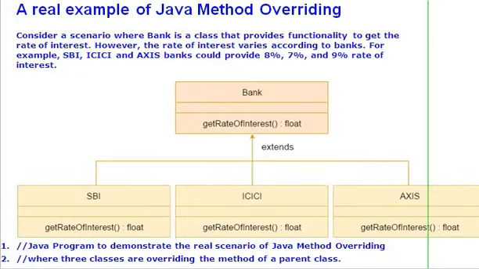Let's see a simple real-time example. Consider a bank and its rate of interest. Different banks provide different rates of interest. Look at the Bank class: getRateOfInterest is your method. SBI extends Bank, ICICI extends Bank, and Axis extends Bank. So you have one parent class Bank with three child, or derived, classes.